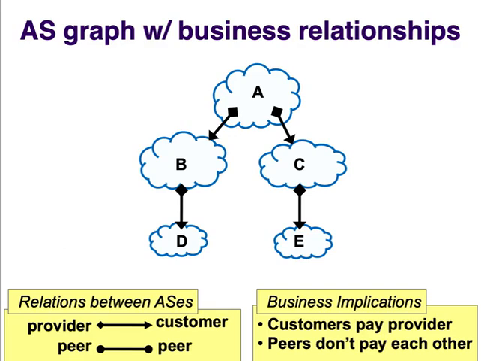So if I looked at this graph, I would say that D and E are stub ASs. Right? They don't have any customer ASs. And A, B, and C are transit ASs. Okay? Because they're carrying, for example, B is carrying traffic between D and A. A is carrying traffic between B and C. And in general, when we draw these graphs, we're going to draw stub ASs at the bottom and increasingly larger transit ASs at the top. So there's kind of this hierarchy.